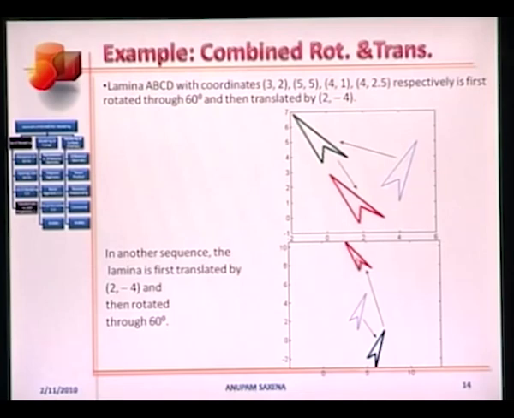This is located somewhere around the x coordinate 5 and y coordinate 8, whereas this lamina is located somewhere around the x coordinate of 2 and y coordinate of 1. Bottom line, the order of transformations is very important. We cannot change the order of transformations and expect the same result.